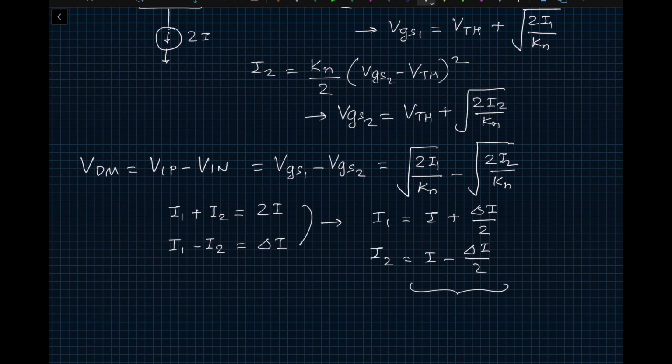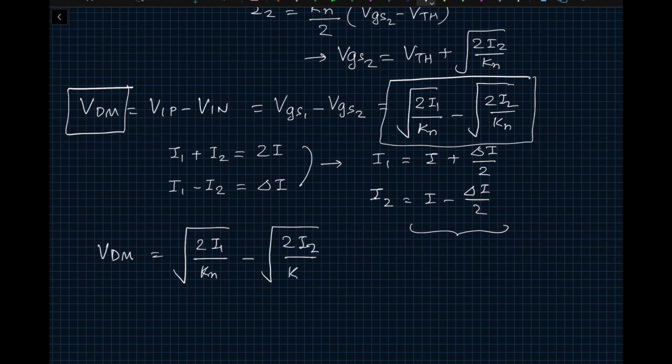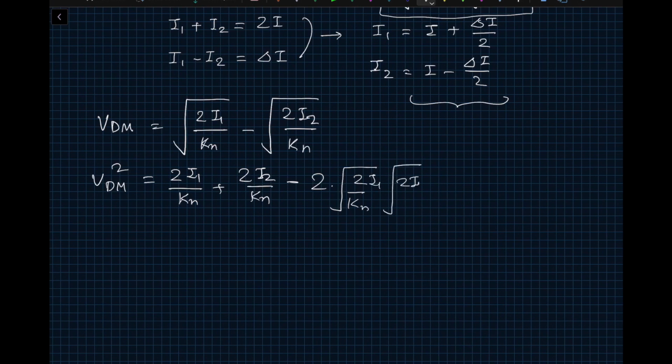We can go back to our original expression for VDM, which is right here. We can go in there and start substituting I1 and I2. I hope you're writing all these by yourself and getting the hang of it. VDM is equal to square root of 2I1 divided by Kn minus square root of 2I2 divided by Kn. So VDM square would be equal to the square of this: 2I1 divided by Kn plus 2I2 divided by Kn, minus 2 times square root of 2 I1 by Kn and square root of 2 I2 by Kn.